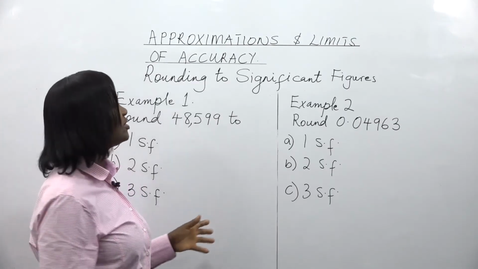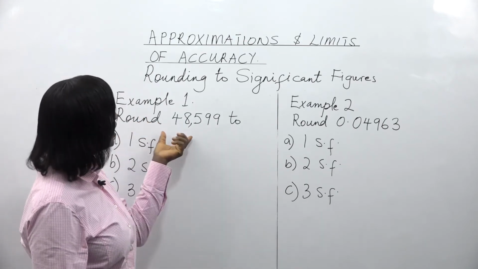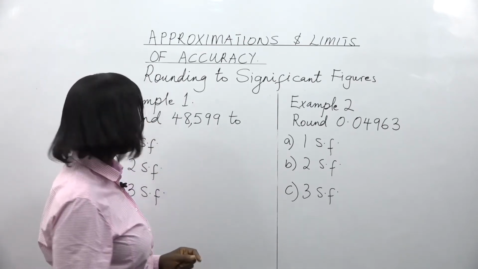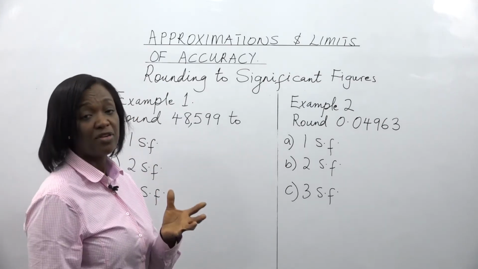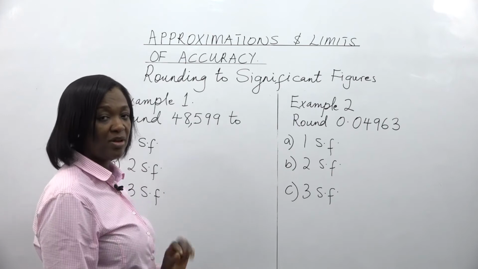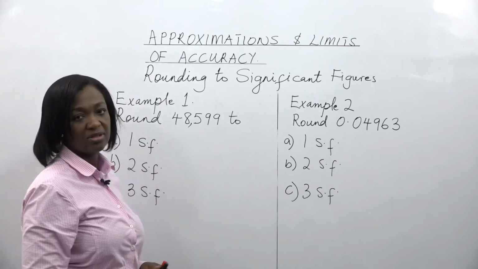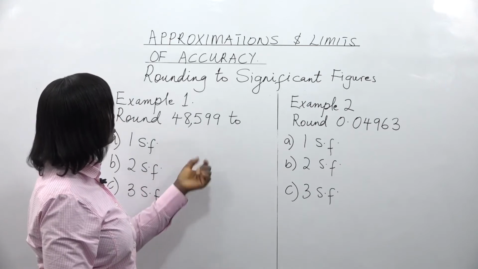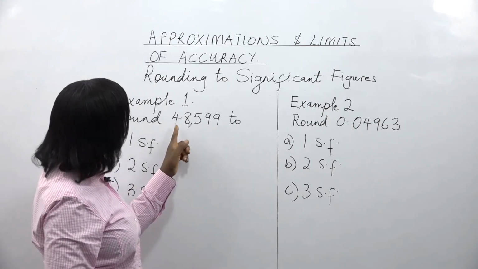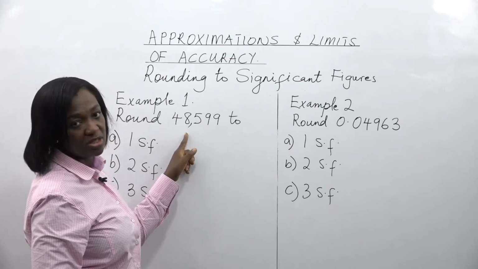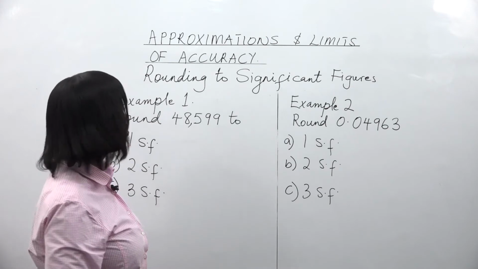Next, we want to round to significant figures. Round 48,599 to 1 significant figure. We want only 1 significant figure, so we are rounding to the highest place value. And the highest place value here is tens of thousands. So 48,599. The next digit to the 4 is an 8. So it's greater than 5, so we round up.